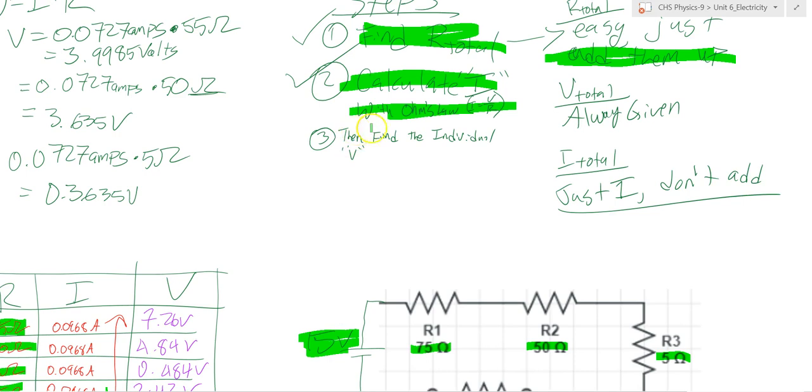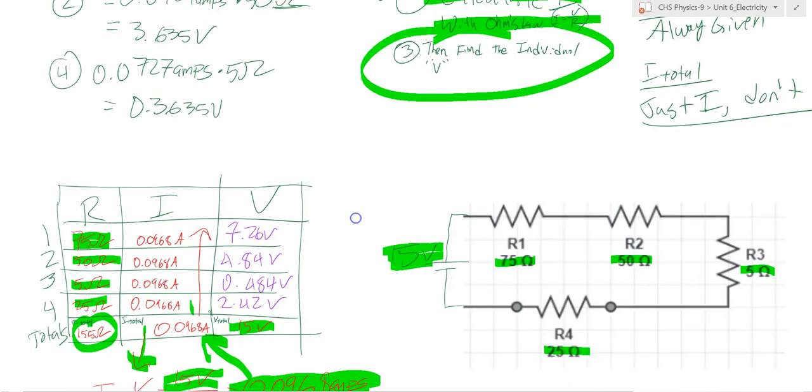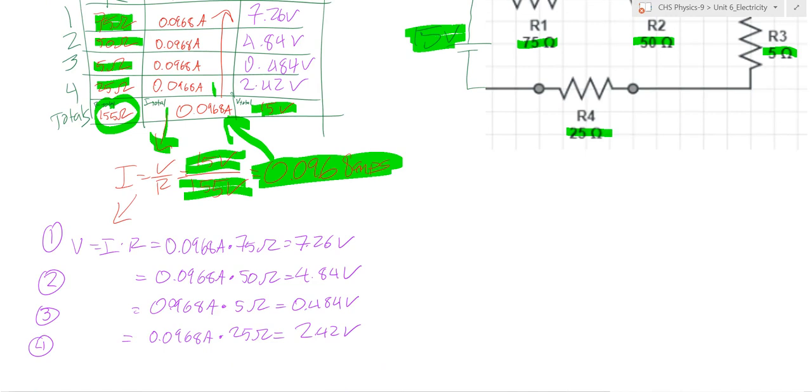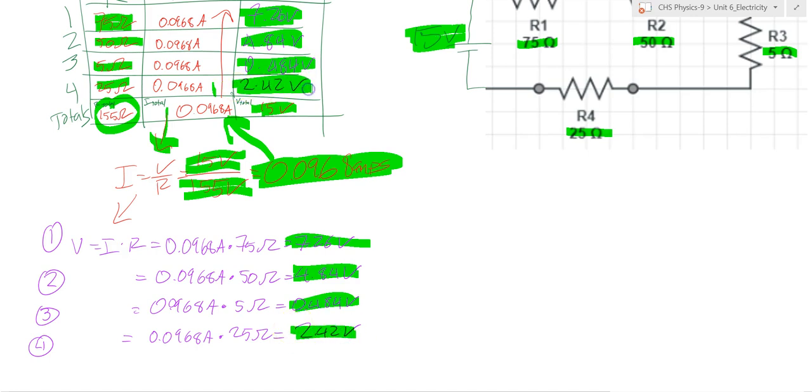And so all I had left to do was find the individual V's using Ohm's law. So 7.26, 4.84, 0.484, 2.42. There we go. That's all I got. And thanks for listening.